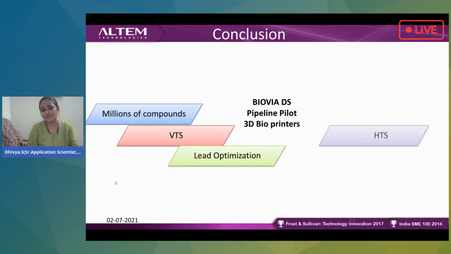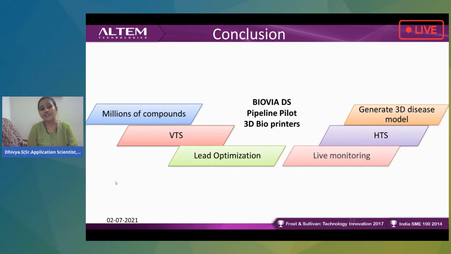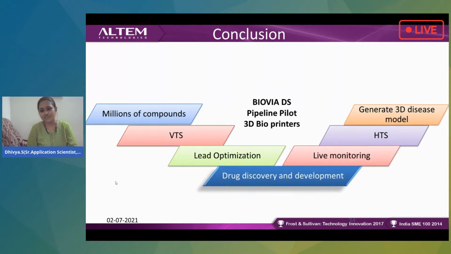If you have millions of compounds, first screen with visual screening, do lead optimization, and then take cells, generate your 3D models, use high throughput screening technology, and live monitoring. This is a solution for drug discovery and development acceleration.